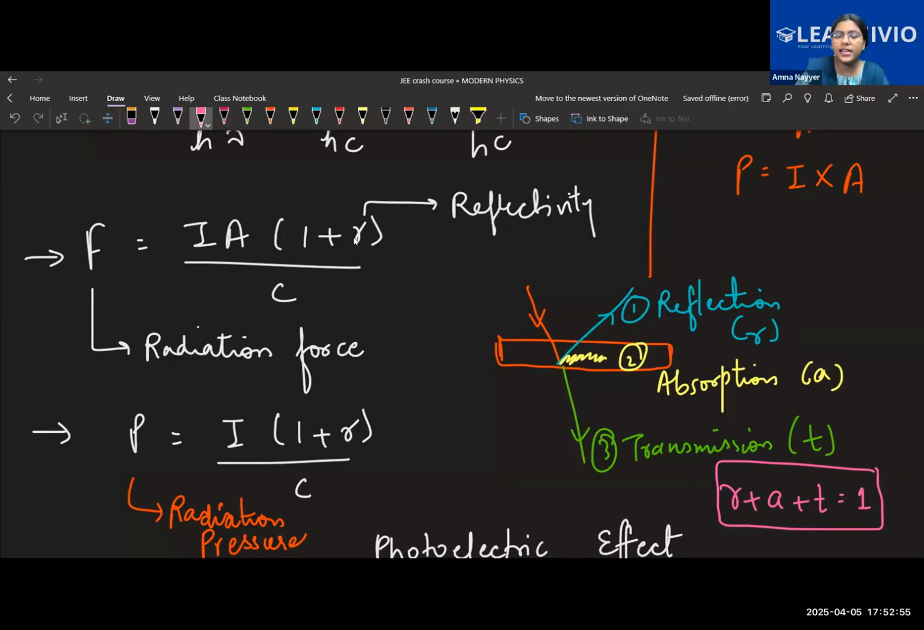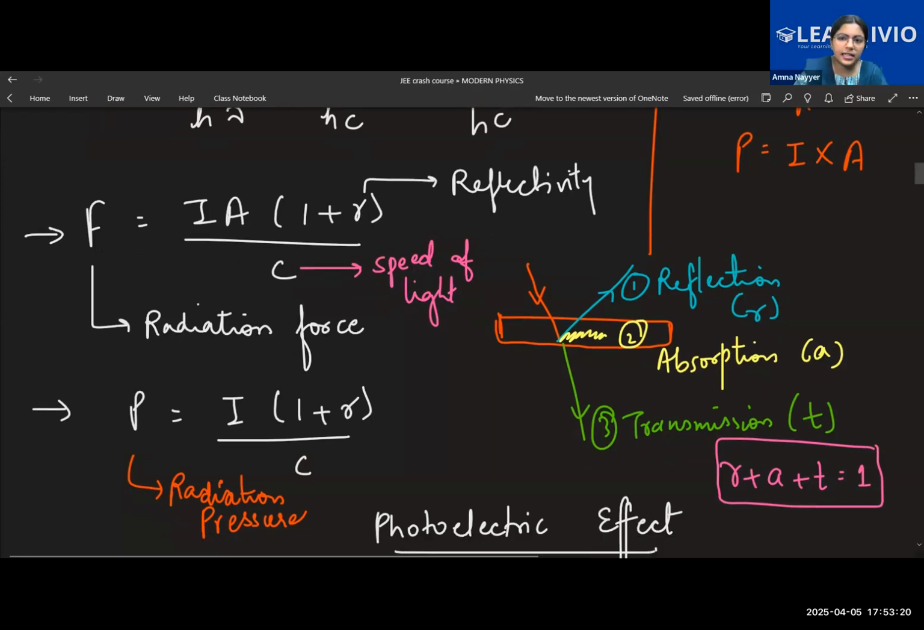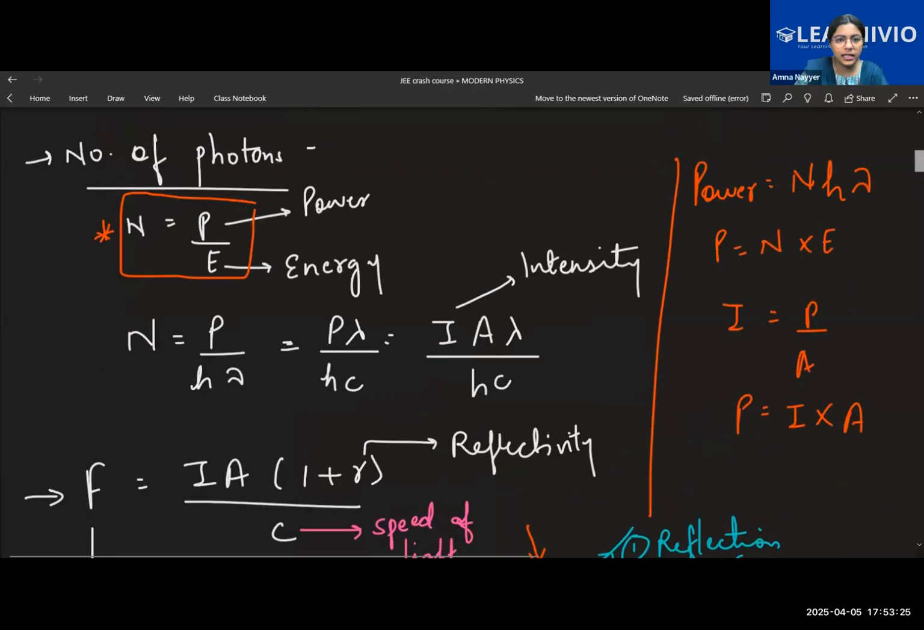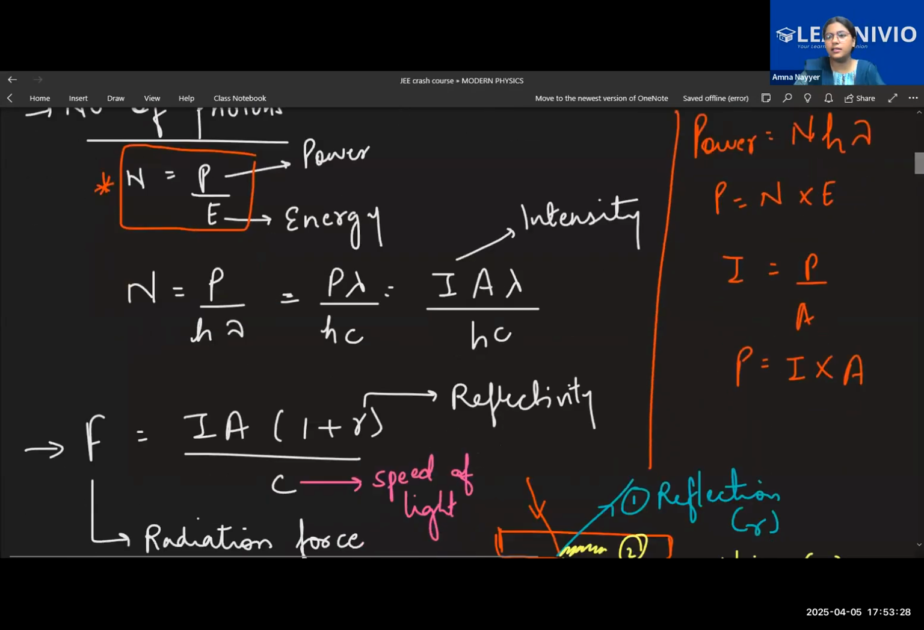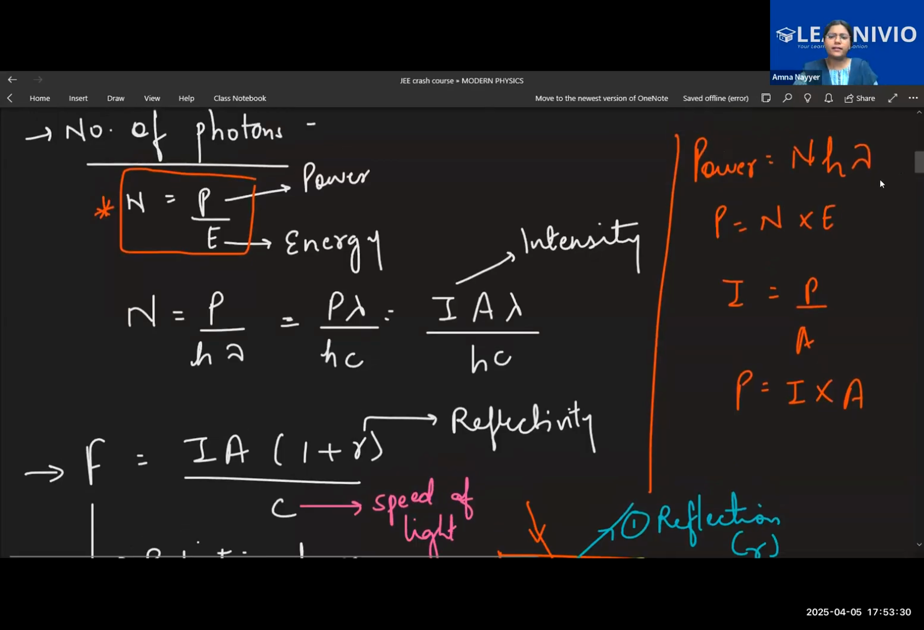So the relation of reflectivity with the radiation force is this: I A (1 plus R) by c, where c is the speed of light only. This is the same speed of light. And for pressure, see, if you divide this force by area, you will get pressure. So same thing, radiation pressure is I (1 plus R) by c. Is it clear till here? Yes, ma'am. Just quickly write down these also, the number of photons and till here. Then you have the basic photoelectric effect we'll discuss.